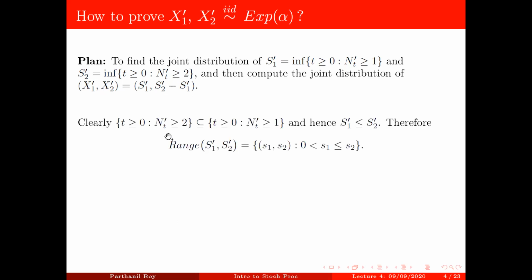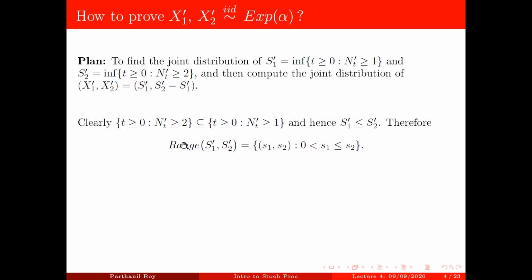So one thing that we observed last time is that the set of all t bigger than or equal to 0 such that N'(t) is bigger than or equal to 2 is already contained in the set of all t such that N'(t) is bigger than or equal to 1. That's because if N'(t) is bigger than or equal to 2, it's already bigger than or equal to 1. And we know that a bigger set should have smaller infimum. So the infimum of this should be smaller than or equal to the infimum of this smaller set. That says S1' is less than or equal to S2'.